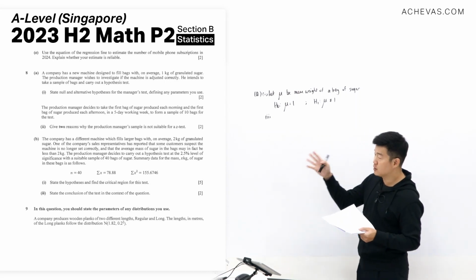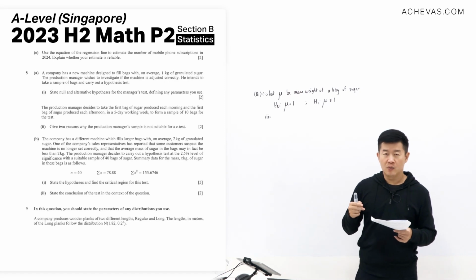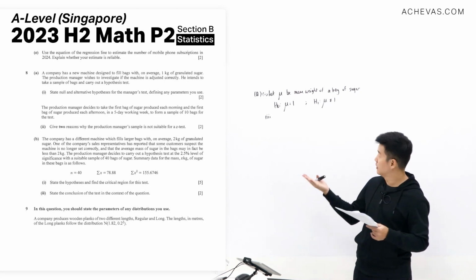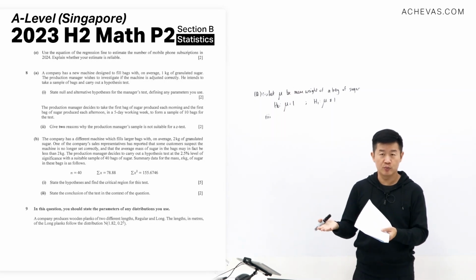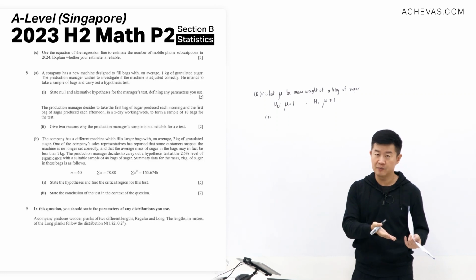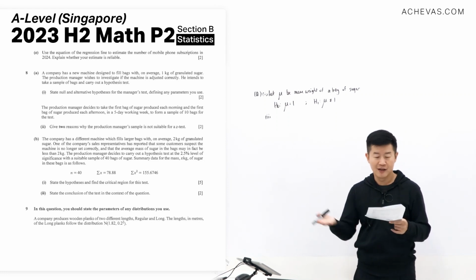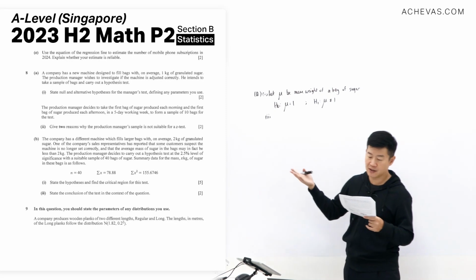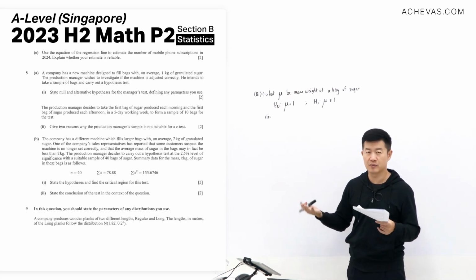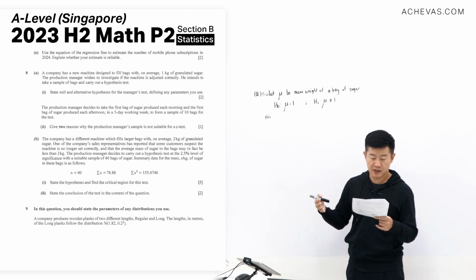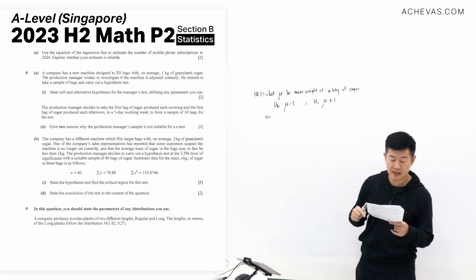For the situation given to us, we are not very sure whether the weight of the sugars is already following a normal distribution. So the ideal case would be to apply the central limit theorem to do an approximation. But the production manager is only getting 10 sample bags, so the sample size is too small for the central limit theorem to take place. This is the first reason.